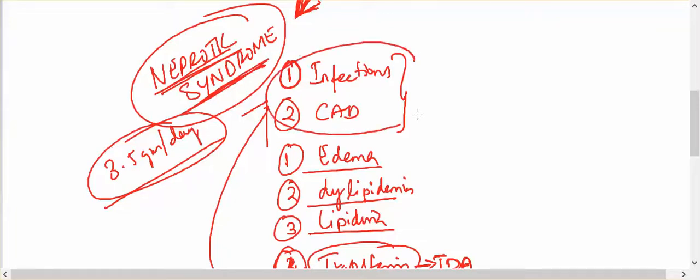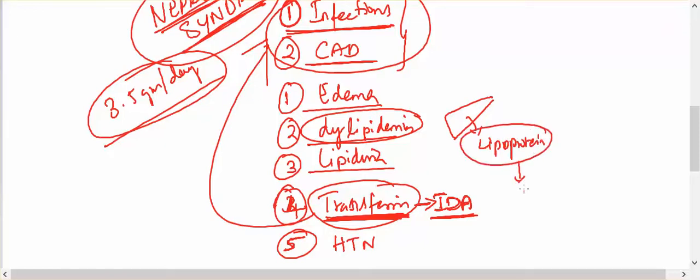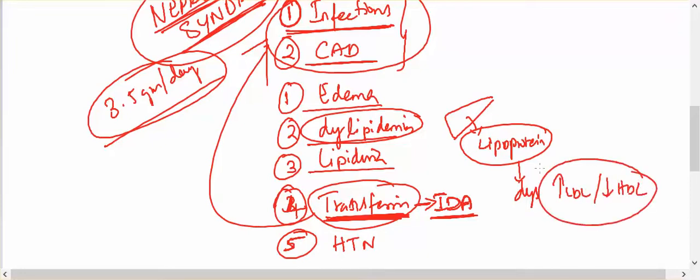In long-term nephrotic syndrome there is loss of complement along with the protein, and that leads to infections. Dyslipidemia also happens. In nephrotic syndrome the liver starts producing lipoproteins, which leads to dyslipidemia because LDL increases and HDL decreases. That is thrombogenic, and it is also atherogenic.